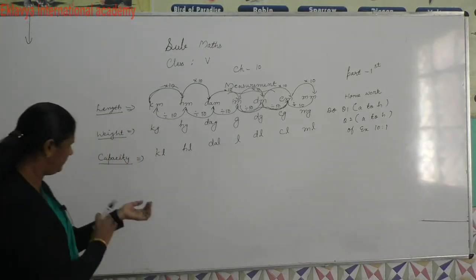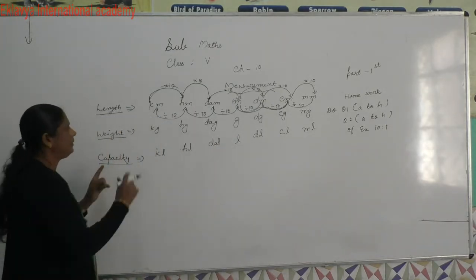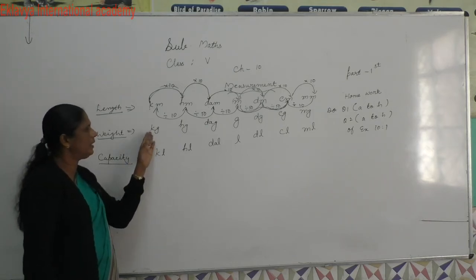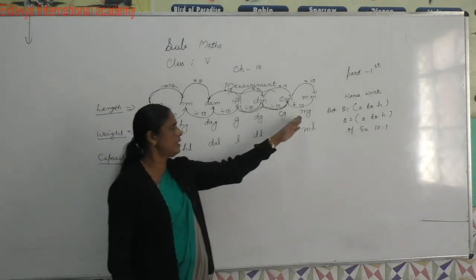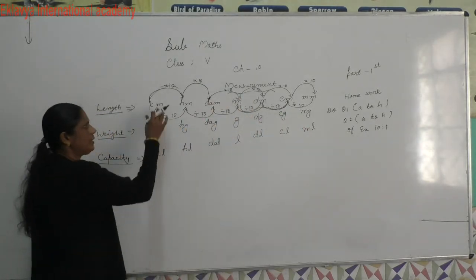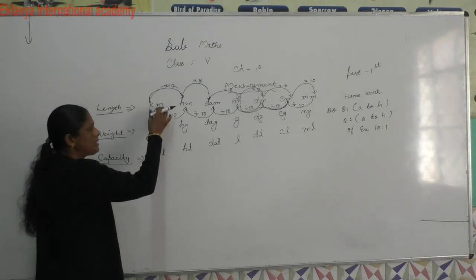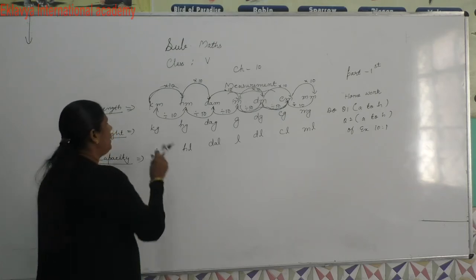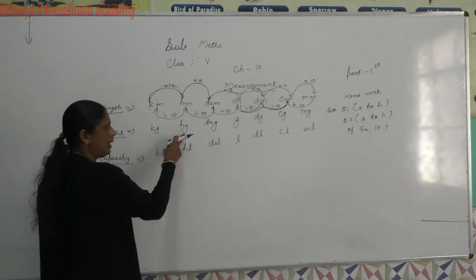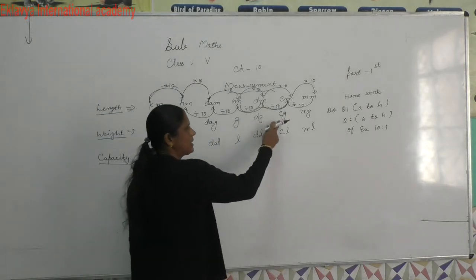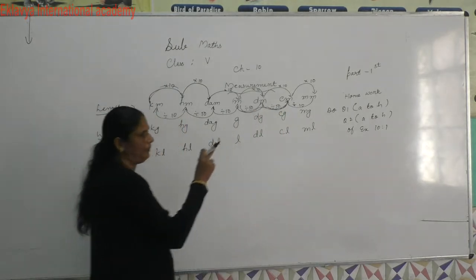Weight. Then again kg, this is the higher unit, this is the smaller unit. Same to same, we change this letter meter. In the place of meter, here we write G, kg, gram. Kilogram, hectogram, decagram, gram, decigram, centigram, milligram.